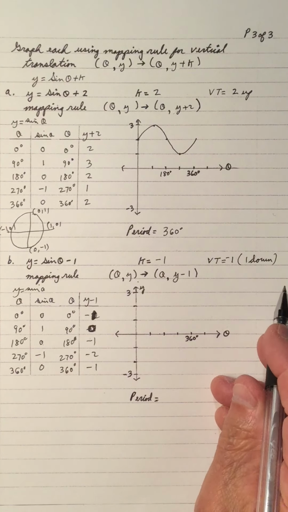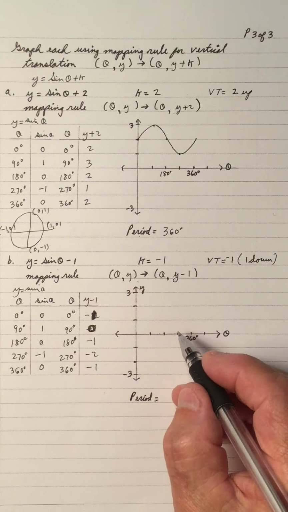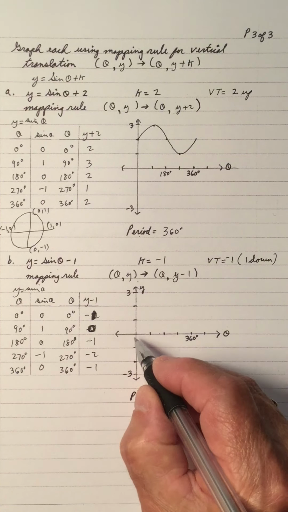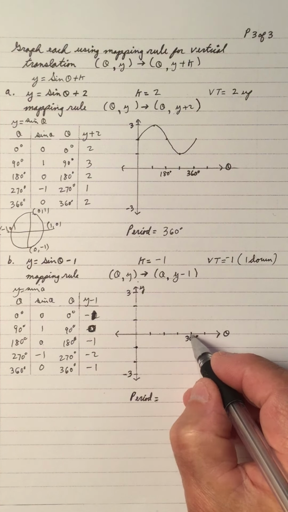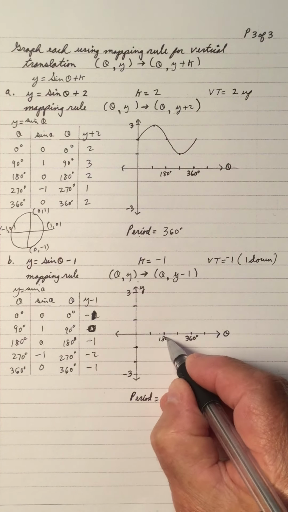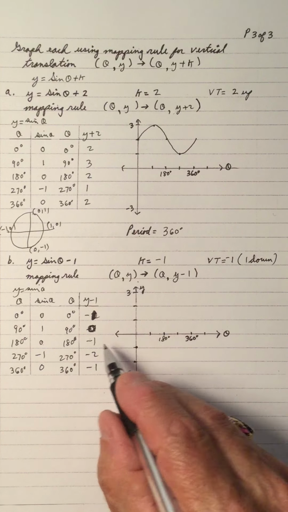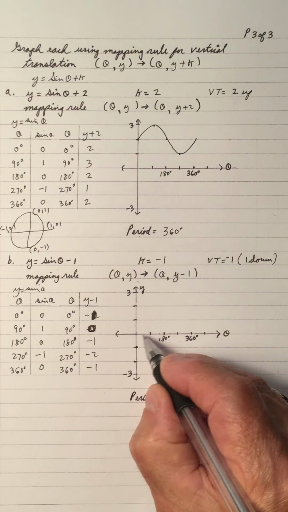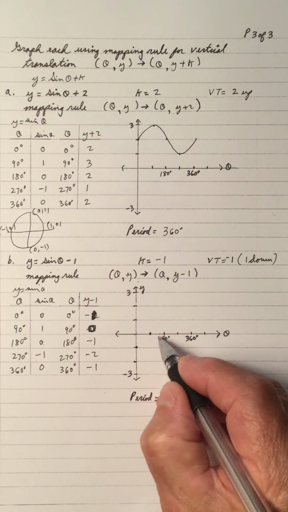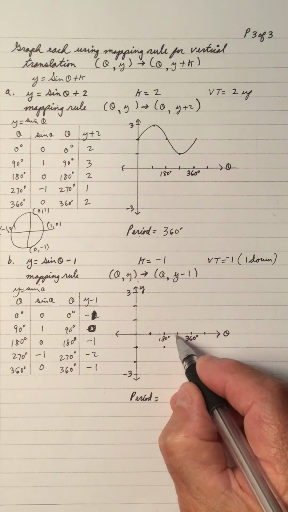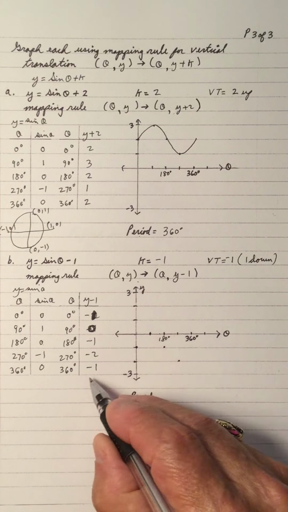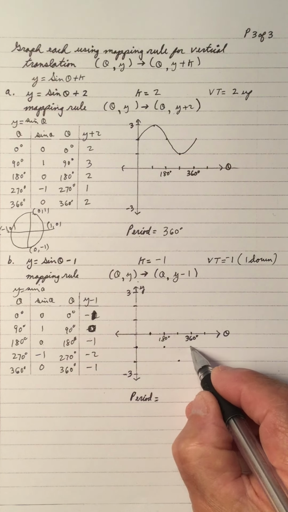Now, let's graph this. So 0 gives me a minus 1. Notice it's 360, so that's 180, that's 90, 270. So 90 gives me a 0. 180 gives me a negative 1. 270 gives me negative 2. 360 gives me negative 1.